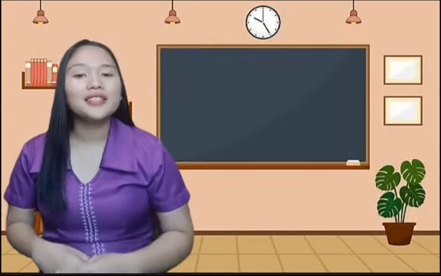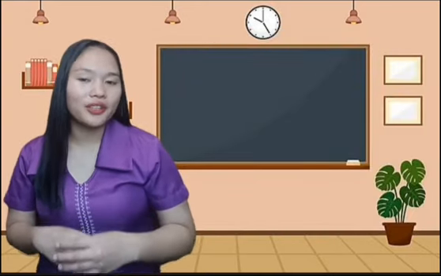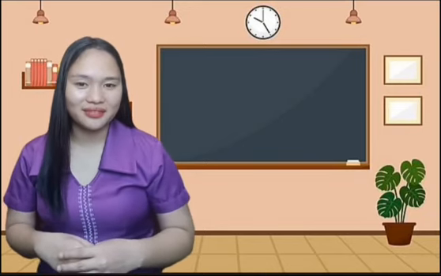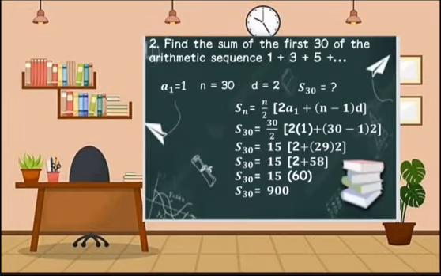After knowing the concepts and finding the sum of an arithmetic sequence, let's try to answer this exercise. Find the sum of the first 30 terms of the arithmetic sequence 1 plus 3 plus 5 plus so on. Then, we have our given. Our a sub 1 is 1. Our n is 30. Our common difference is 2. And we're going to find our s sub 30.